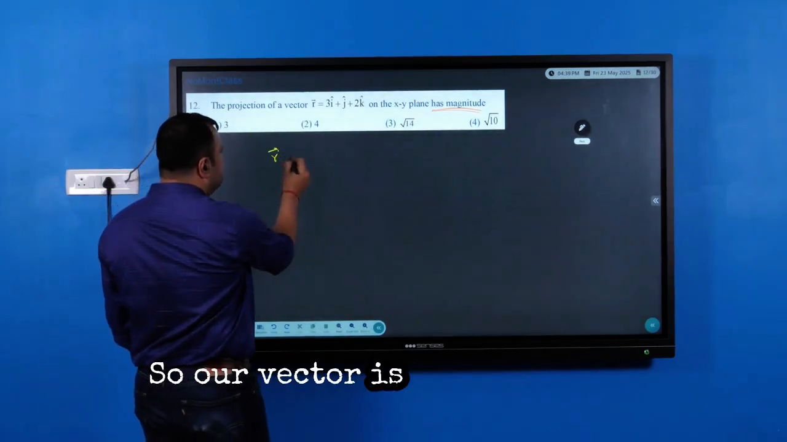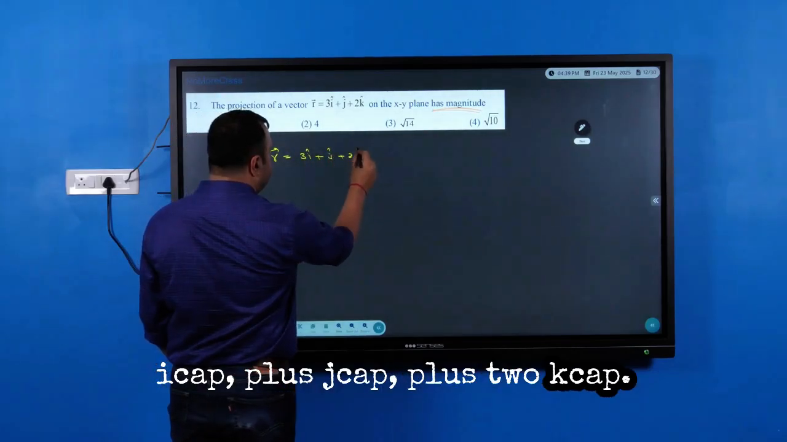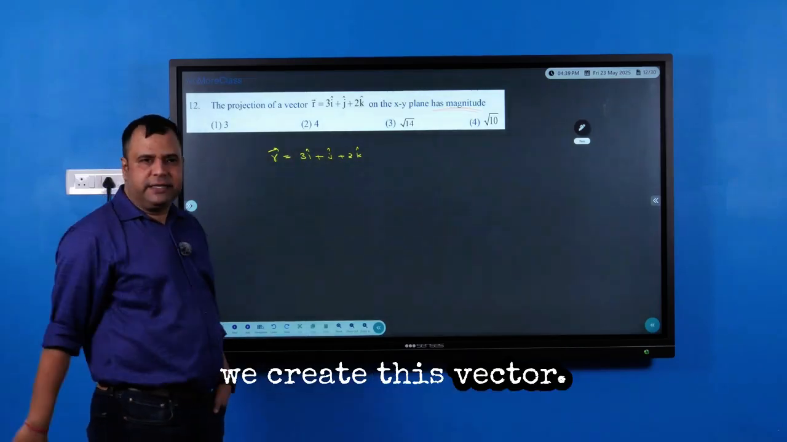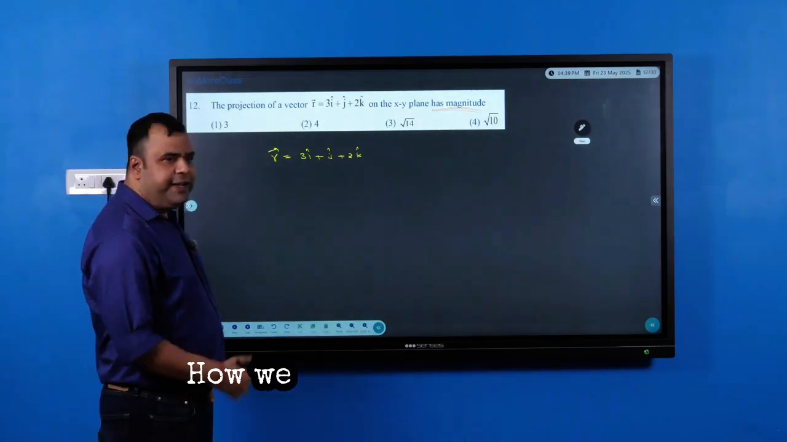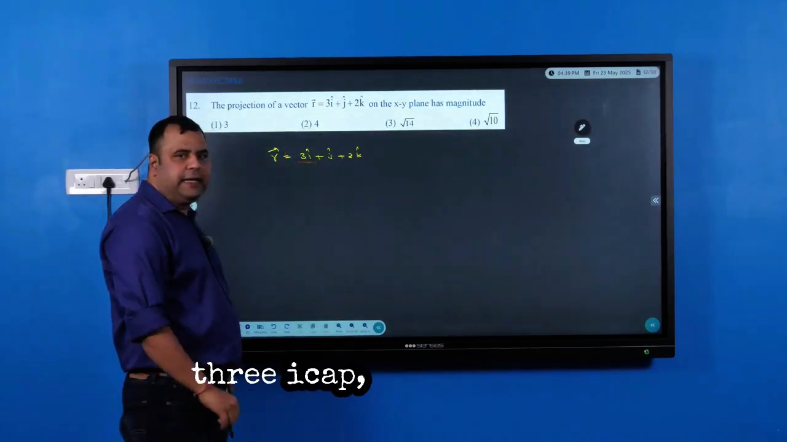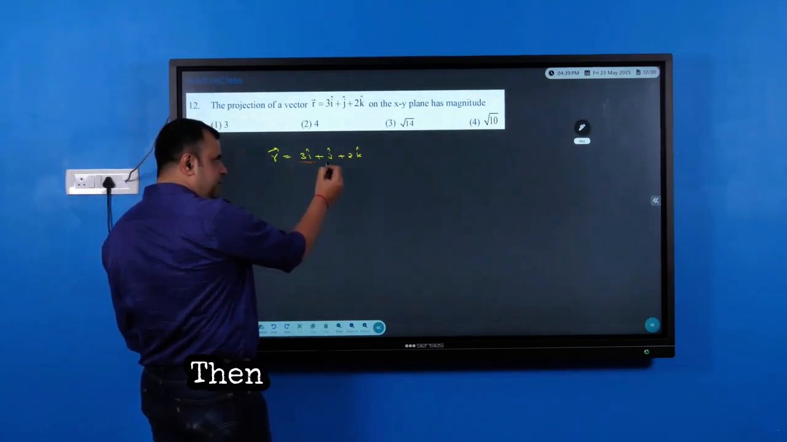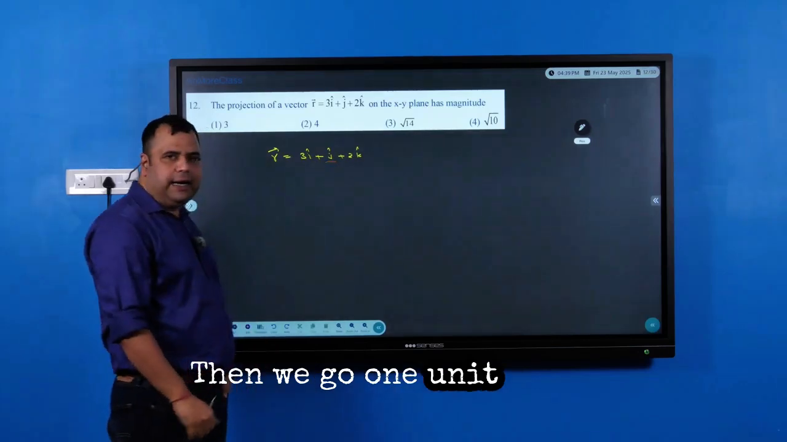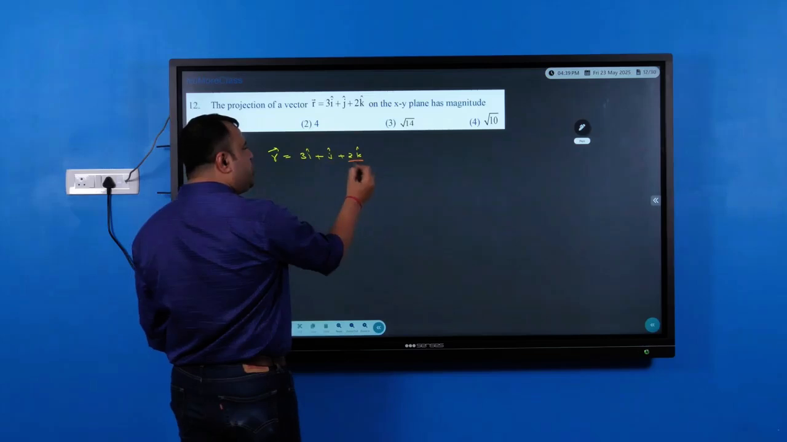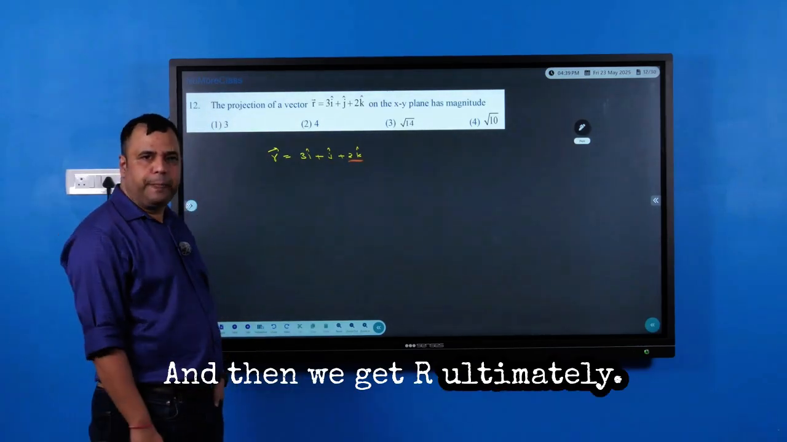So R vector is given as 3i cap plus j cap plus 2k cap. The question is how we create this vector. To create this vector, first we take 3i cap, meaning we go 3 units along the x-axis. Then we go 1 unit along the y-axis. And then we go 2 units along the z-axis. And then we get R ultimately.